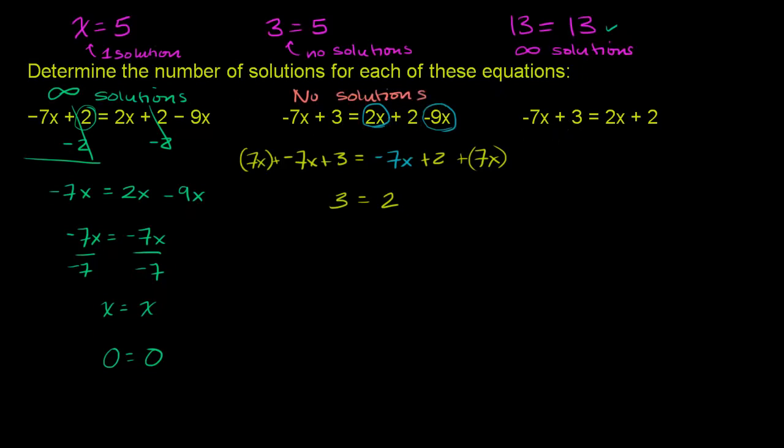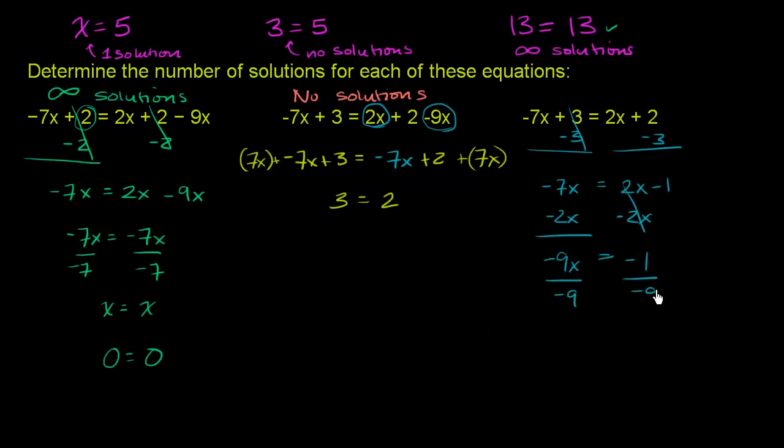Now let's try this third scenario. Once again, maybe we'll subtract 3 from both sides just to get rid of this constant term. So we're going to get negative 7x on the left-hand side, and on the right-hand side, we're going to have 2x minus 1. And now we can subtract 2x from both sides. You're going to get negative 9x is equal to negative 1. Now you can divide both sides by negative 9, and you are left with x is equal to 1/9.